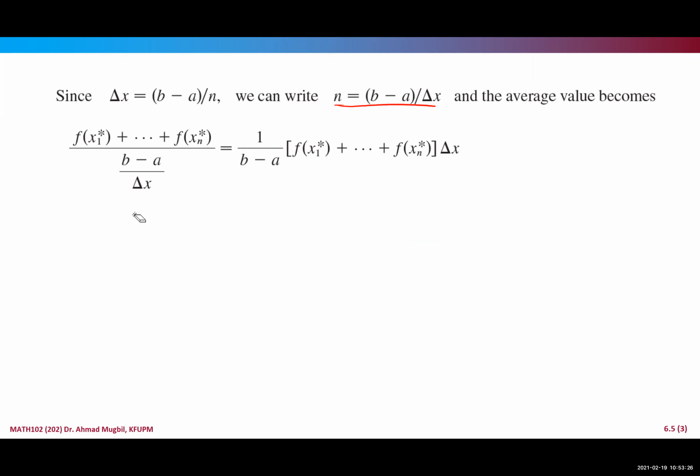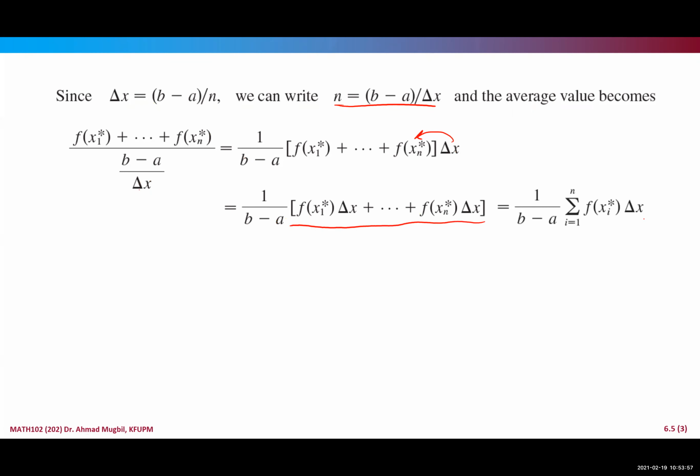Now, of course, delta x is in the denominator of the denominator, so it will just be the reciprocal. You multiply by the reciprocal, so delta x comes here and you have 1 over b minus a. You can now distribute delta x by expanding. So now the average of the values of these functions is just 1 over b minus a times this summation. If you write this in sigma notation, look what you will have.